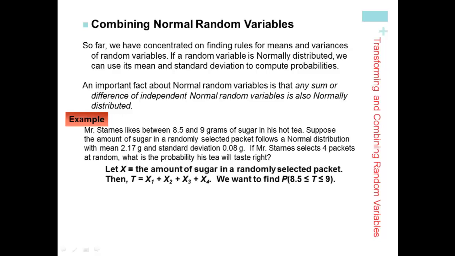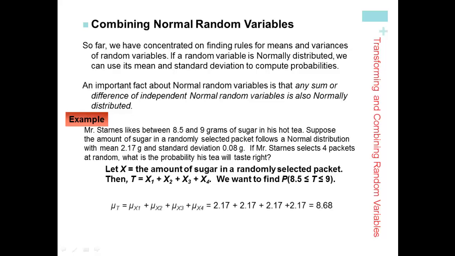So I'm defining x as the amount of sugar in one randomly selected packet. Then I'm defining t as the sum of 4 packets that are randomly selected. And I want to find the probability that the total will be between 8.5 and 9, so that Mr. Starnes' tea will taste right.